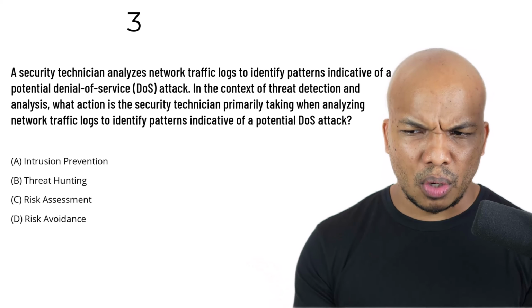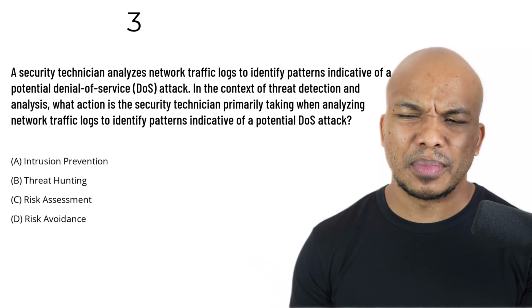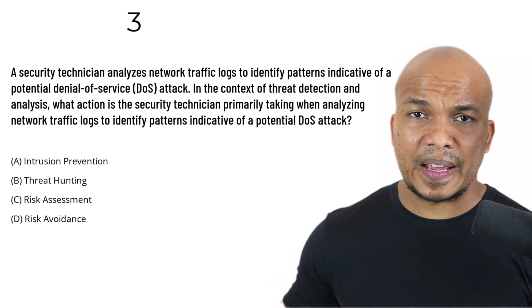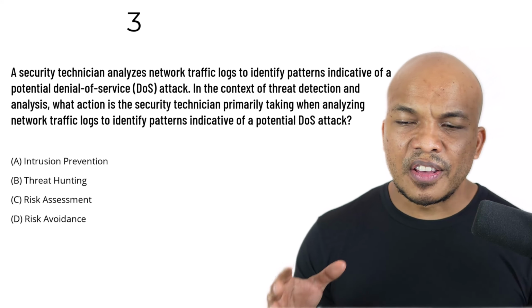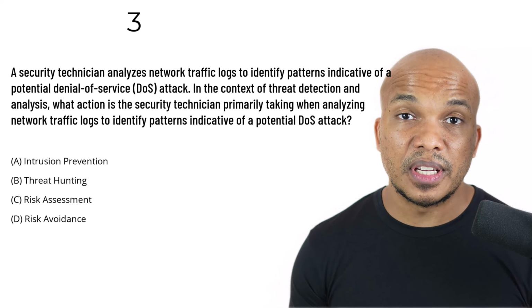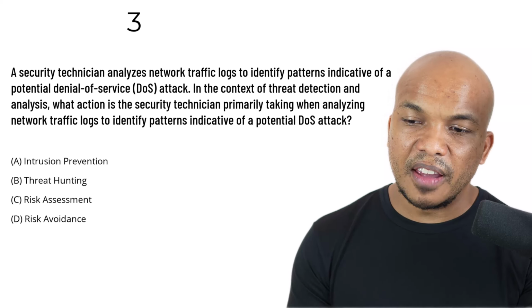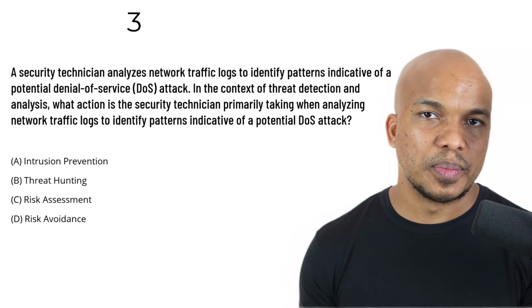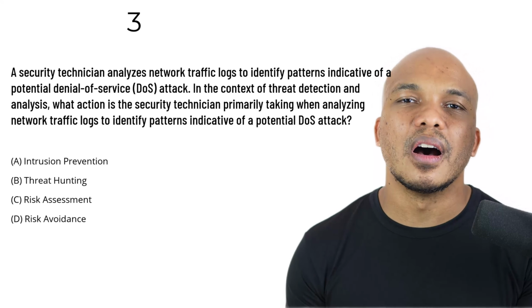But looking closer, intrusion prevention cannot be the answer, because intrusion prevention simply means that you are preventing an incident from occurring, right? Threat hunting, on the other hand, simply means that you are trying to identify if there is a potential threat, a potential attack taking place. So the answer to this particular question is going to be threat hunting.